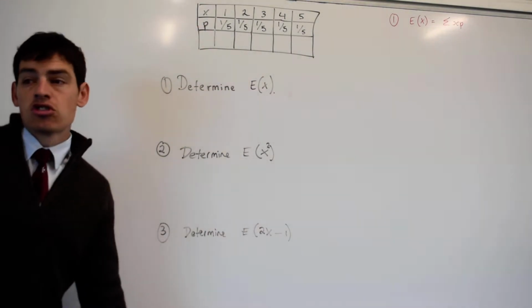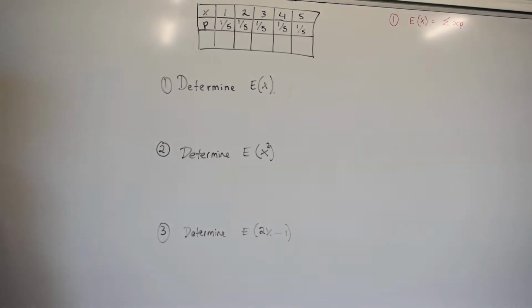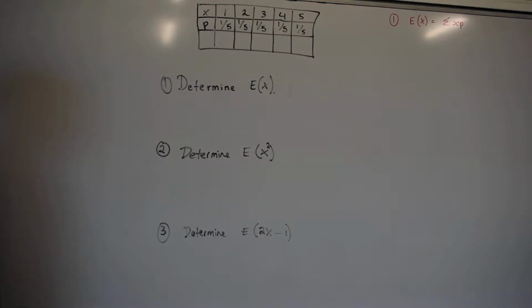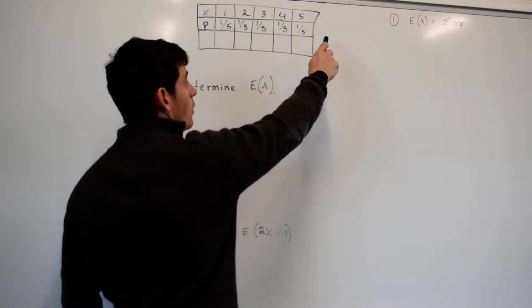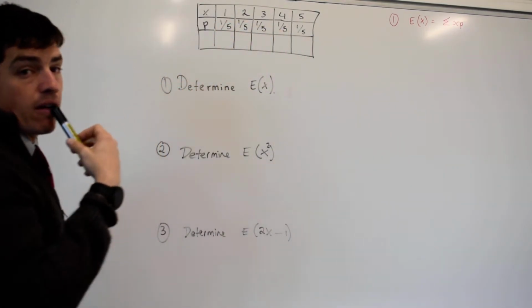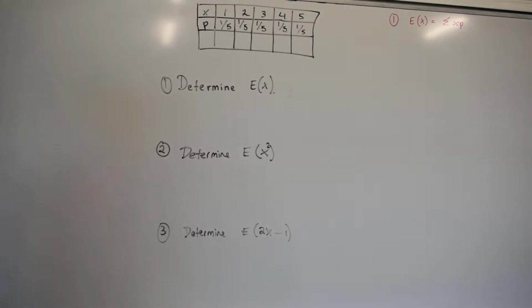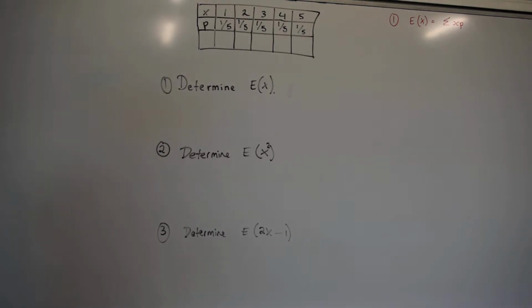Is that a probability distribution table? Yes. How do we know? Because if I add up all these probabilities, they need to equal 1. Is it discrete or continuous? It's discrete. How do we know it's discrete?